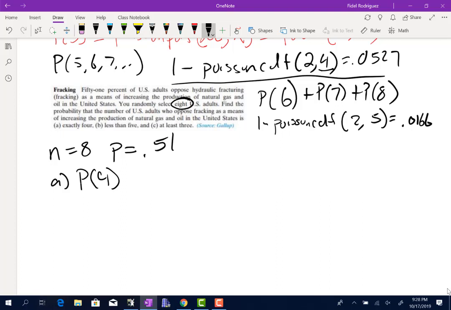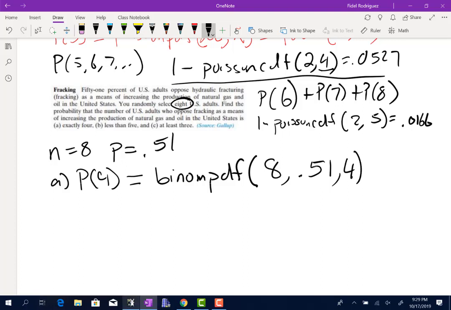Okay, so guys, for part A it says exactly 4. Remember, if we're going to find exactly 4, this is a binomial, so I'm going to use my binomial PDF because I'm going to find exactly one value. We're going to use the number 8 for the first part. This is how you know when to use binomial: they're telling you you're going to ask so many people, what's the probability that out of those so many people, a certain number wants it? Guys, how many people do we want to pick exactly? 4, right?